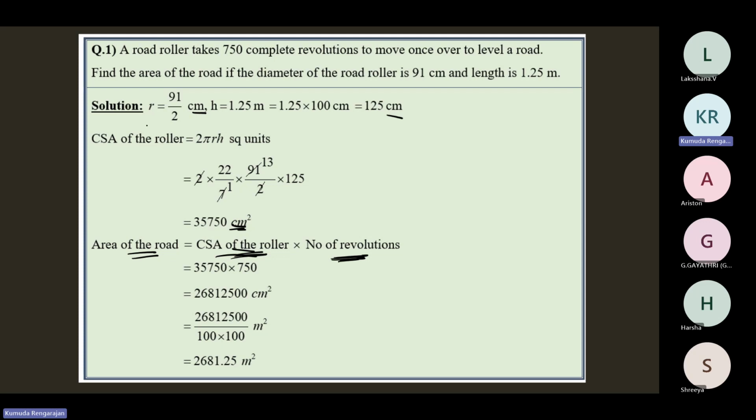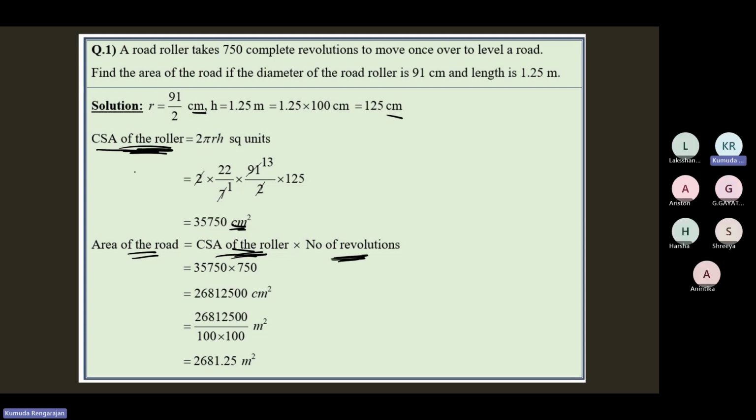Because when you find this, you know what the CSA of the roller is? It is the area covered in one revolution. The CSA of the roller gives us the area covered in one revolution. So if you multiply this with 750, you will get the area leveled in 750 revolutions.